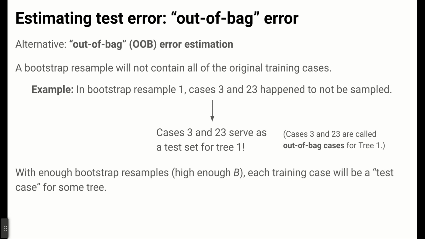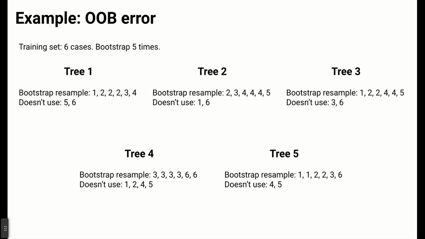If we use a large enough number of bootstrap resamples, we expect that every training set case will serve as a test case for some tree, and likely several trees. This gives us an appreciable number of cases for testing our model. Let's look at a small example to illustrate the out-of-bag method for test error estimation.